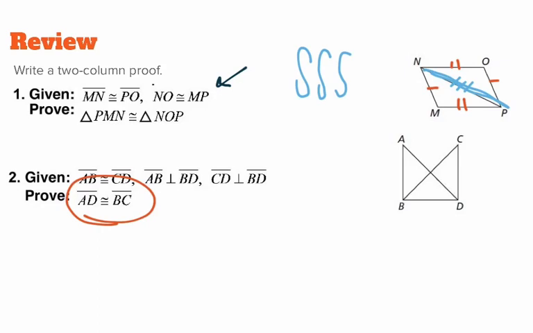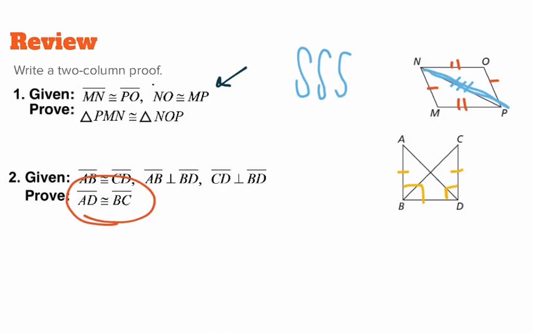Now this second one's a little bit longer, so I'm going to go ahead and mark the given information. AB is congruent to CD. AB is perpendicular to BD. Well, if AB is perpendicular to BD, that means it is a right angle, or a 90-degree angle by definition of perpendicular, and same for CD and BD.